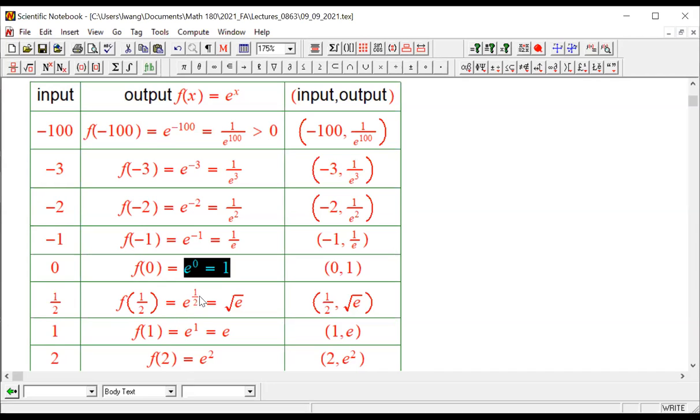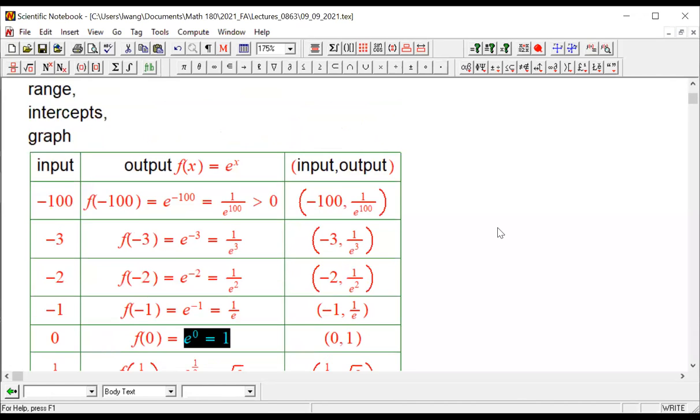And for e to the power half, we get square root of e. For e to the power 1, we get e. For e to the power 2, we get e squared. For e to the power 3, we get e cubed. So we got all of these points. Does everybody follow me? Yeah.